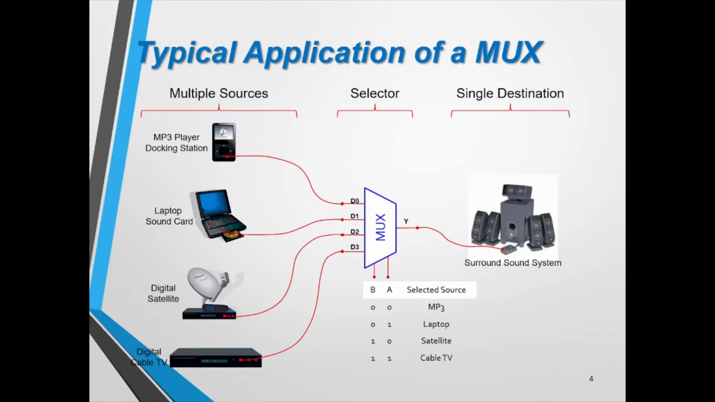Now if the select input line is 0 1, then it will select the second input line, that is the laptop sound card, and the audio signal coming from this laptop will be played on the sound system. Similarly, if it is 1 0, it is connected to the digital satellite, and the sound coming from the digital satellite will be played on the sound system. And for 1 1, the sound coming from cable television will be played on the sound system. So this is the typical example of the application of a multiplexer.